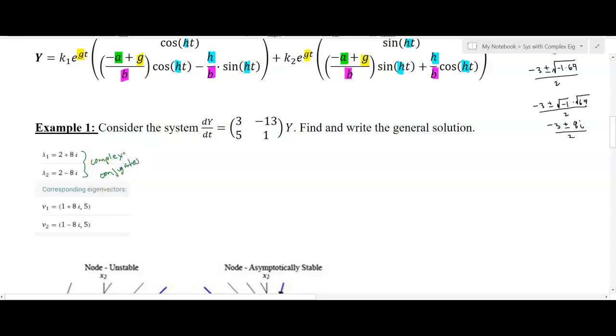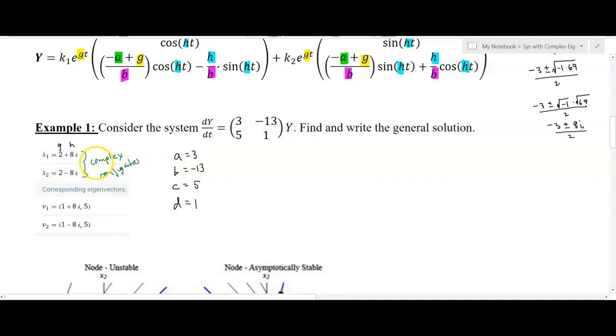So you'll always notice that for a system, you're going to have the real part, g plus or minus hi, will cover both eigenvalues. So to piece this all together, the first thing we should do is identify what the components are. So we know from the matrix that A is 3, B is negative 13, C is 5, and D is 1. We know from the complex eigenvalues, here we have G, here we have H.